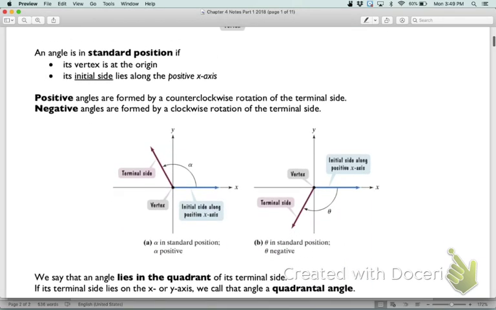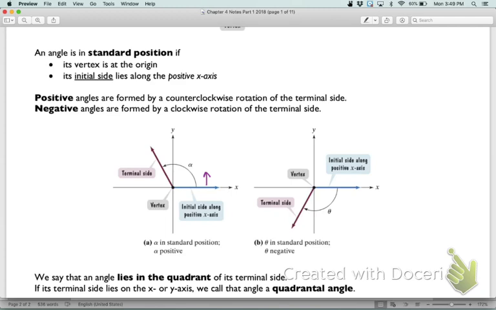You can see these are two examples of angles in standard position. The blue is their initial side. The initial side always stays on the right side of the x-axis, and then we rotate to create our angles. Positive angles are formed by a counterclockwise rotation, and I think of it almost as moving upwards from the initial side, so that's how I correlate that to positive. If we're moving clockwise, we're going downwards from the initial side, and so that makes a negative angle.